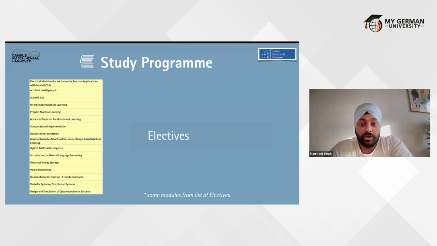So here is a small list also from electives. Here you can see we have advanced modules in artificial intelligence too. Also AutoML lab, we have project-based machine learning. We also have computational argumentation, data science foundation. So we have an option where you really build your profile as a mechatronic engineer for the different industries.